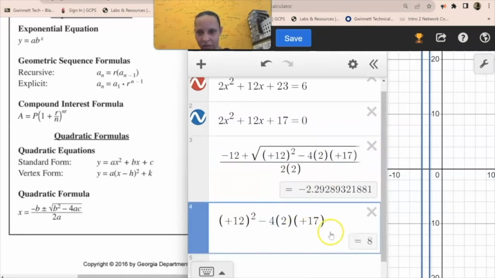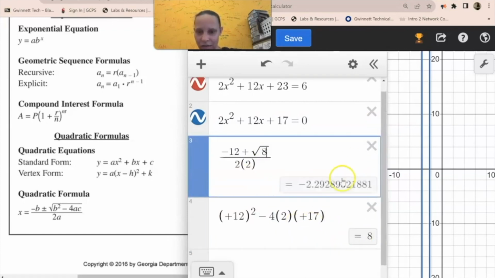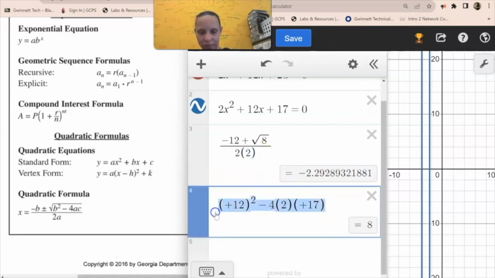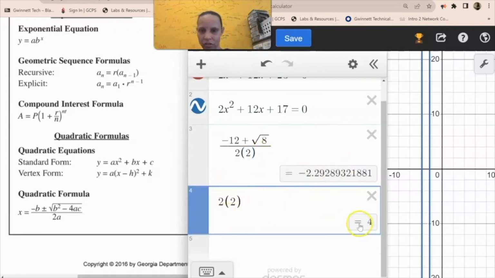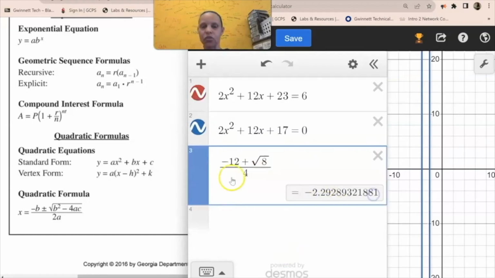Let's take everything underneath the radical. All right, everything underneath the radical is going to be 8. So I'm going to take everything underneath this radical and change it to 8. Nothing changes. Let's take everything underneath the fraction. It's going to be 4. So again, keep an eye on this number. It's going to be 4. Nothing has changed so far. I'm so good.